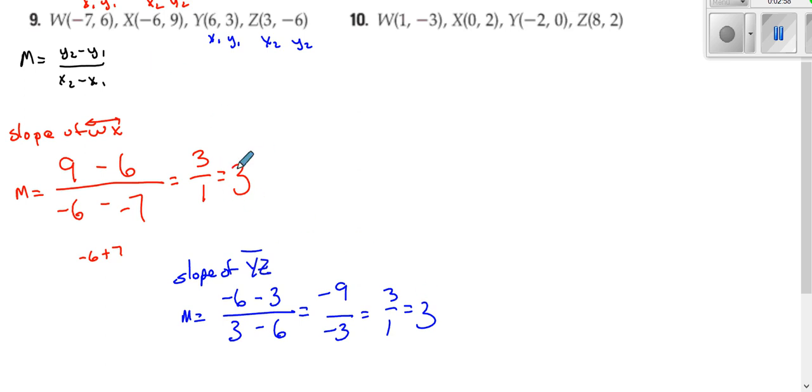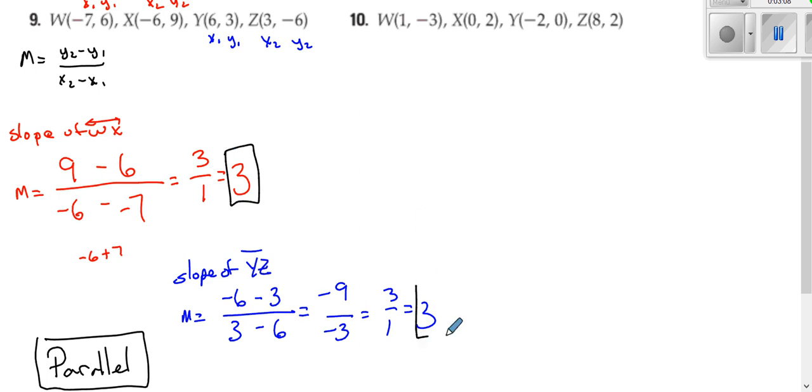So what are these lines? If the slopes are identical, these lines are parallel. When I'm looking for answers, I'm looking for the two slopes, and I'm looking for the word parallel.